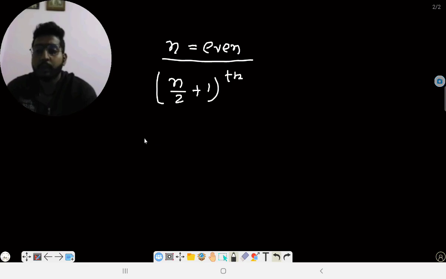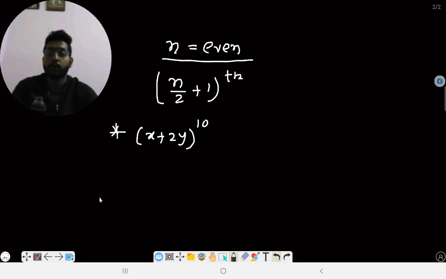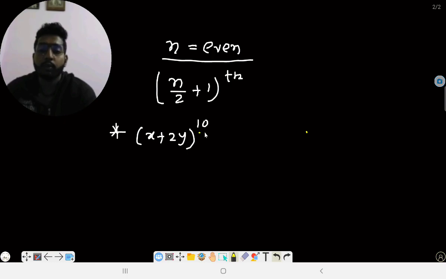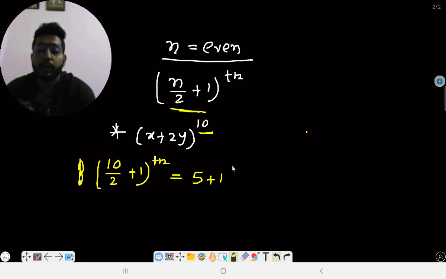For example, suppose (x plus 2y) whole to the power 10 is given. What is the middle term of this one? Now you can see the power here is even, so this is an even number. So if it is an even number, the middle term will be the (n by 2 plus 1)th term. That means the (10 by 2 plus 1)th term, that means the (5 plus 1)th term. So that means the 6th term will be the middle term.